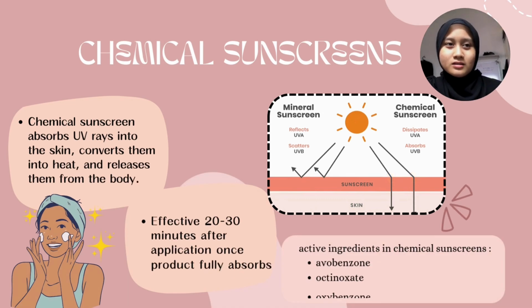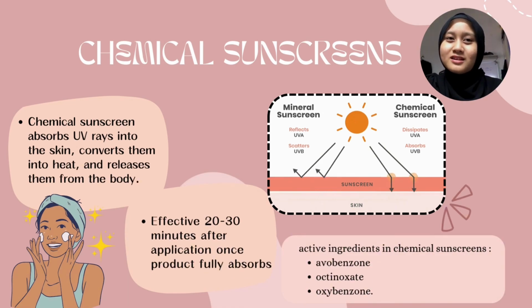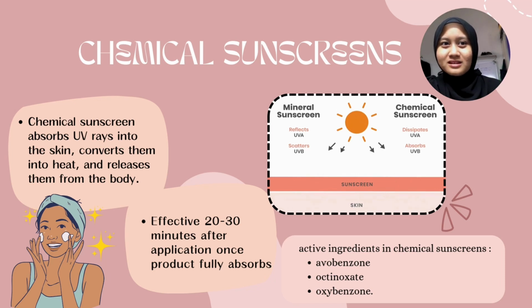Let's now discuss how chemical sunscreen works. These sunscreens are quite smart. They absorb UV rays into your skin, convert them into heat, and then release the heat, preventing the rays from causing damage. Chemical sunscreen takes about 20 to 30 minutes to activate after application, so it's crucial to plan ahead when heading out into the sun.